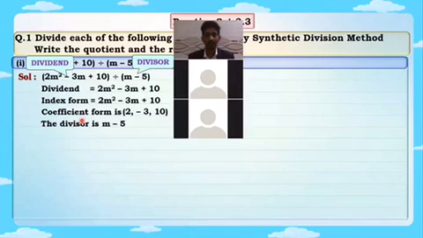After this we are going to mention the name of the method. The name of the method is what? Synthetic division. So we are going to write by synthetic division method.